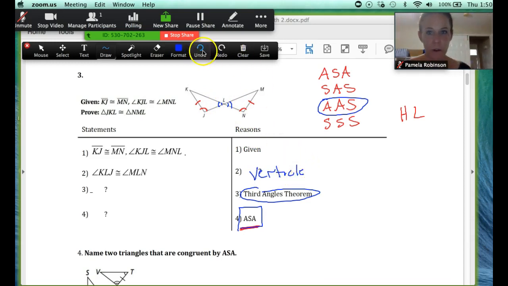If I could spell vertical, that would be awesome. I don't know why I went EL or LE, whatever I did. Okay, vertical angles are congruent.